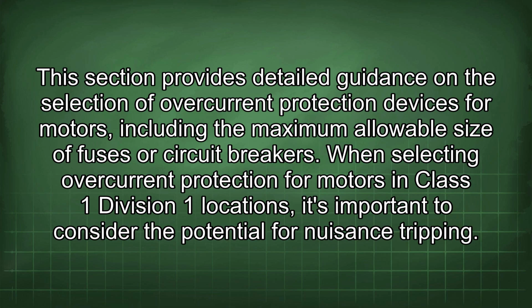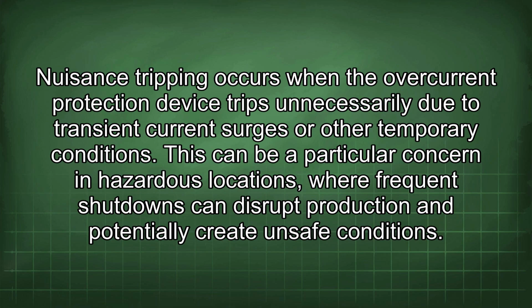When selecting overcurrent protection for motors in Class 1 Division 1 locations, it's important to consider the potential for nuisance tripping. Nuisance tripping occurs when the overcurrent protection device trips unnecessarily due to transient current surges or other temporary conditions. This can be a particular concern in hazardous locations, where frequent shutdowns can disrupt production and potentially create unsafe conditions.